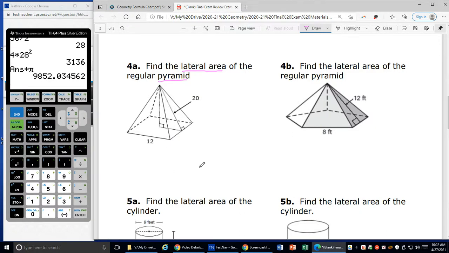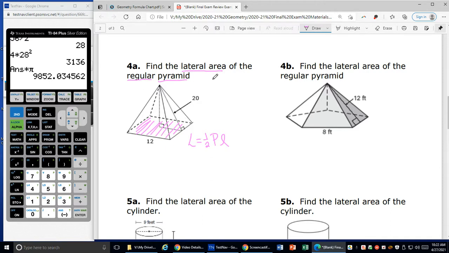1/2 the perimeter of the base times the slant height. My lateral area, 1/2 the perimeter of the base times the slant height. My base is a square, 12 by 12 by 12 by 12. And I know that because it says it's a regular pyramid, which means my base is a regular shape, and regular polygons have all sides the same.